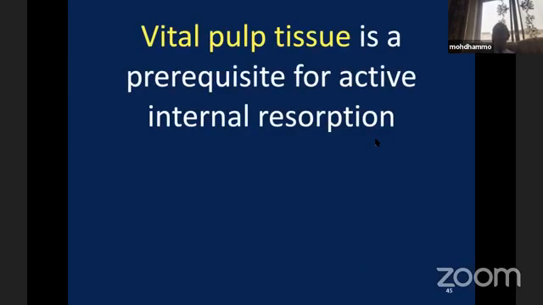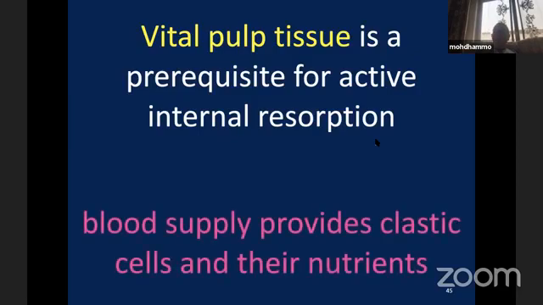Another important notice in internal resorption: the tooth should be vital. So vital pulp tissue is a prerequisite for active internal resorption. If internal resorption wants to start, the pulp should still be vital. So why vital? Because the blood supply will provide the clastic cells and their nutrients. Because we need osteoclasts and odontoclasts, and the source of those odontoclasts is the blood supply of the pulp.